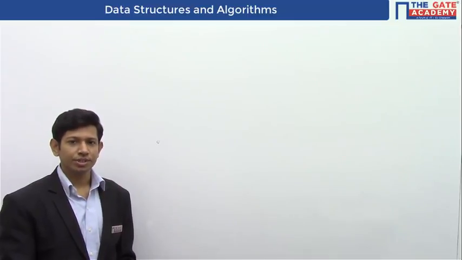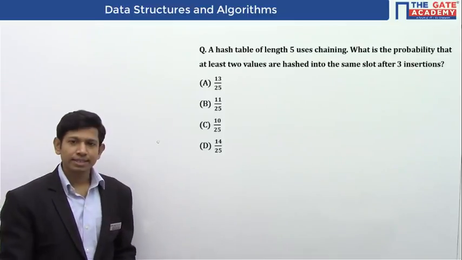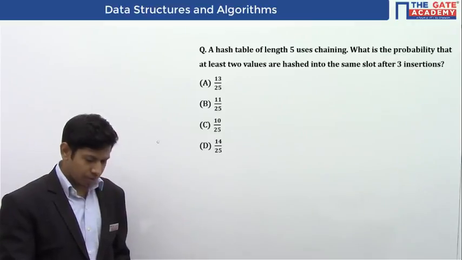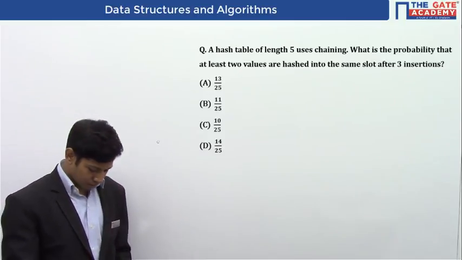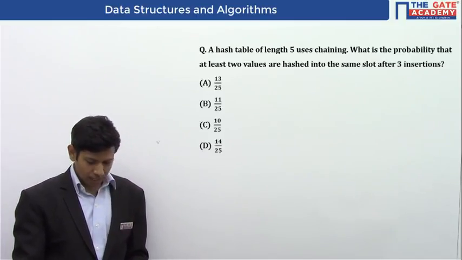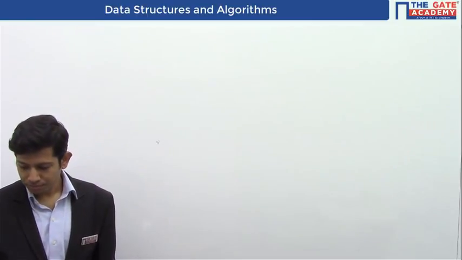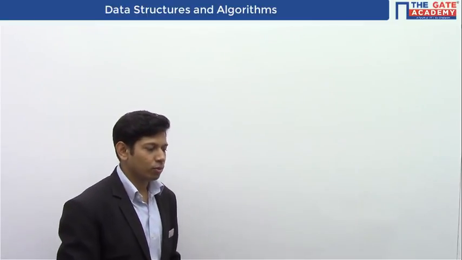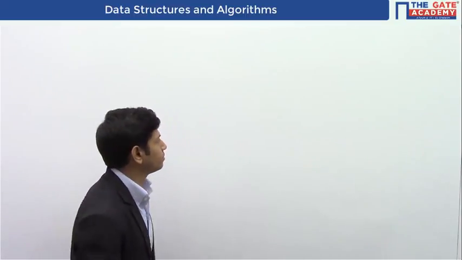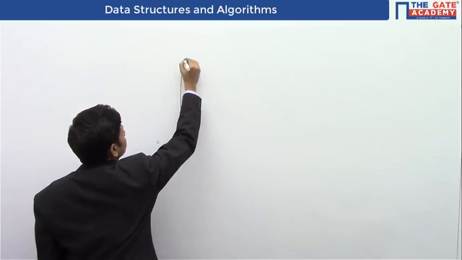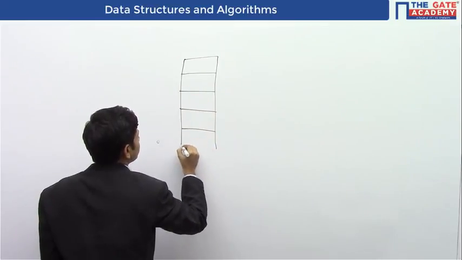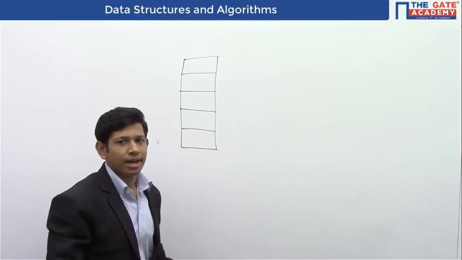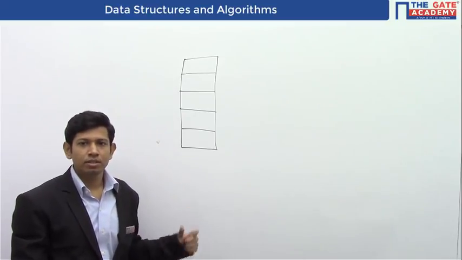Now let's look at the next question. In this question, they are saying a hash table of length 5 uses chaining. What is the probability that at least 2 values are hashed into the same slot after 3 insertions? Now, first thing that they have told is that the hash table has length 5. So it has 5 slots. So this is the given hash table. It has length 5. It has 5 slots.